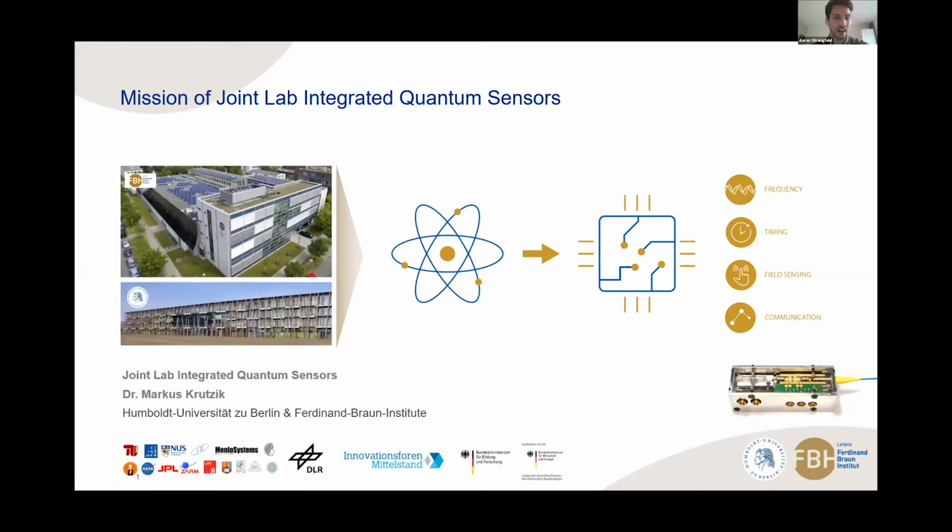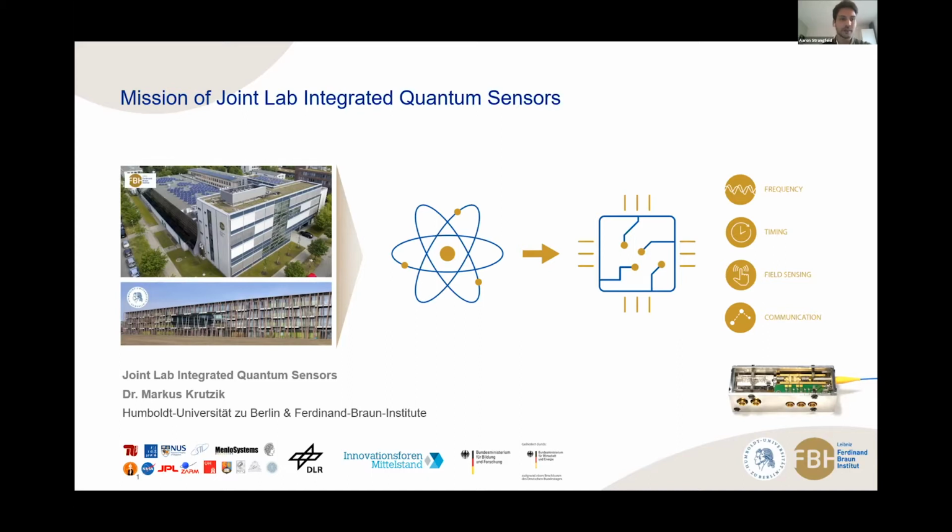Thank you very much for the introduction, Markus. So as Markus already said, I'm a member of the Joint Lab Integrated Quantum Sensors. And just to introduce the focus of our work again, we are working on miniaturizing quantum technology down to the chip level in the long run.